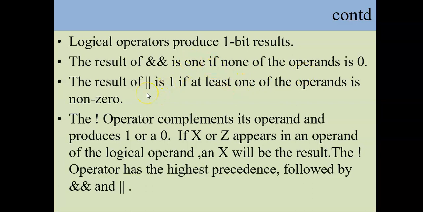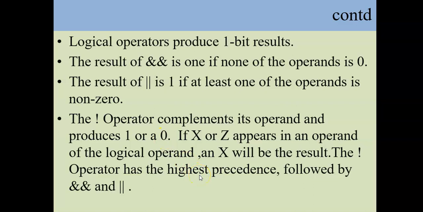Similarly, in the case of OR, two parallel lines, the result is 1 if at least one of the operands is non-zero. That means non-zero is normally 1. So the negation operator complements its operand and produces either 1 or 0.